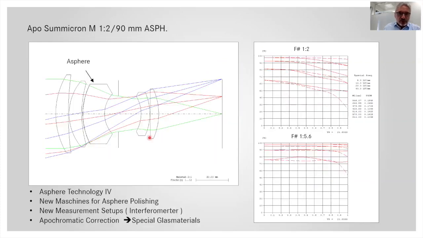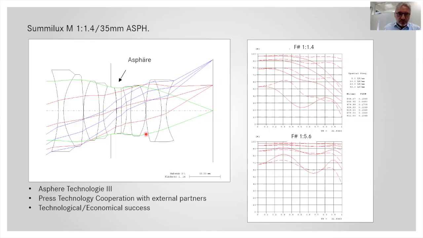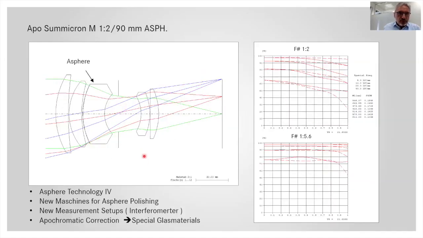But we didn't stop, because press technology has some limitations regarding size, shape, and lens glass materials. So in parallel we developed a new Asphere technology production line where we polish Aspheres. Polishing is more expensive than pressing for a big quantity, but we are more flexible regarding the shape and regarding the materials. And so we implemented all these things.